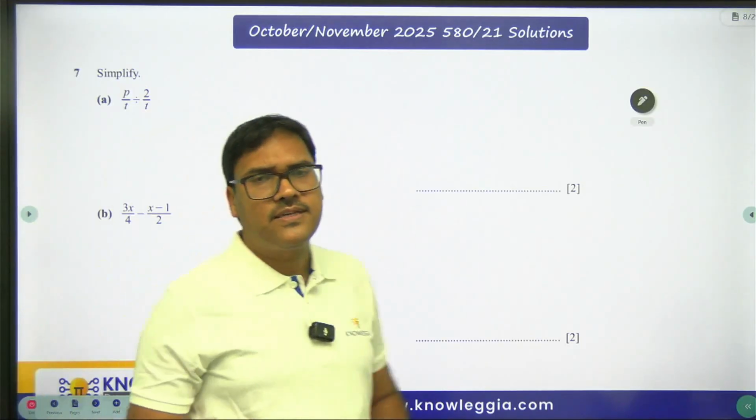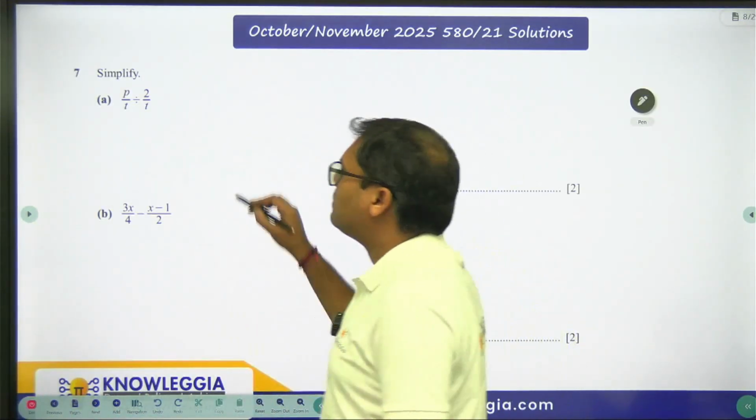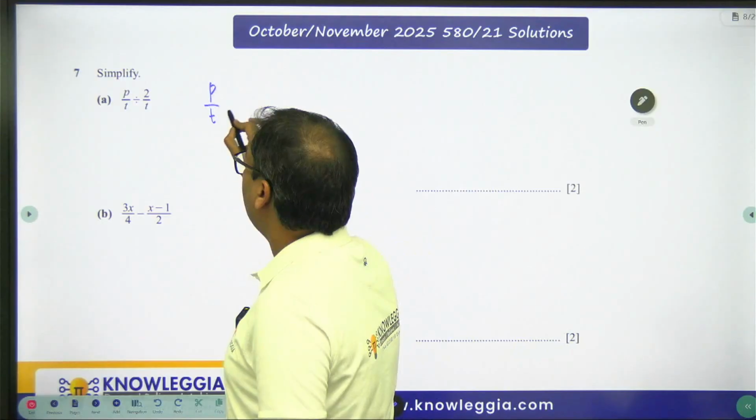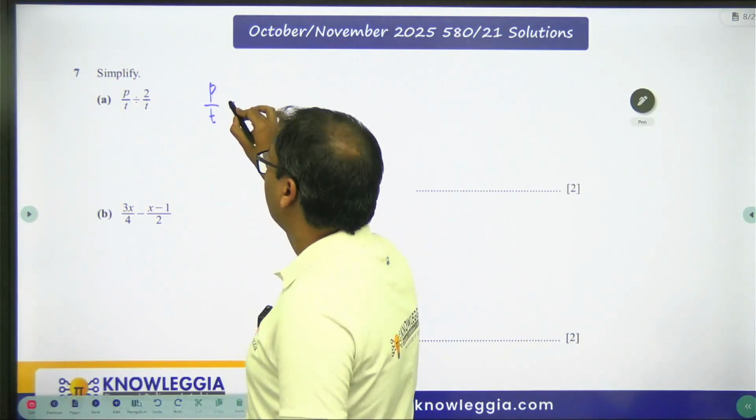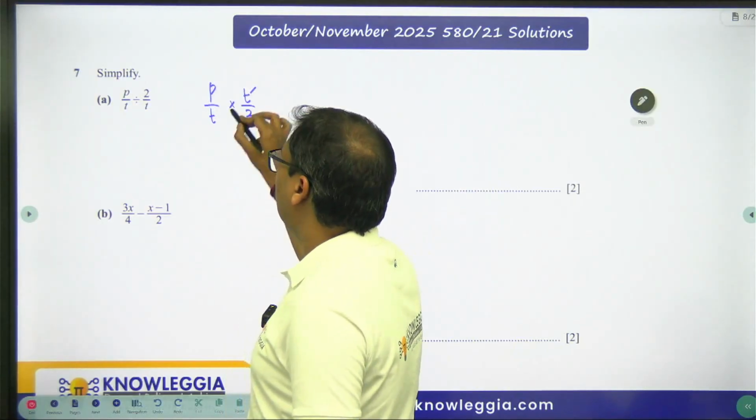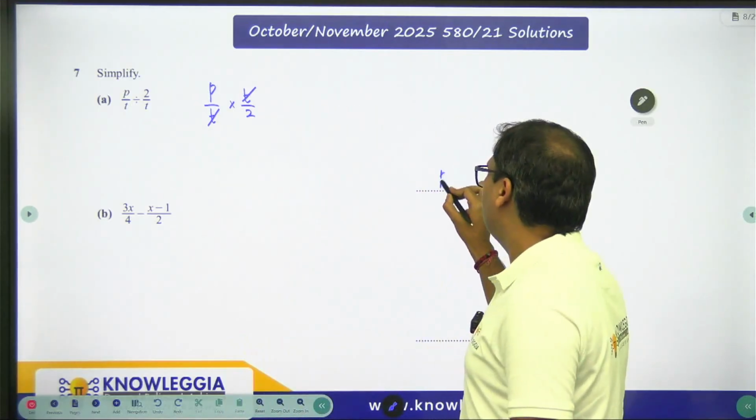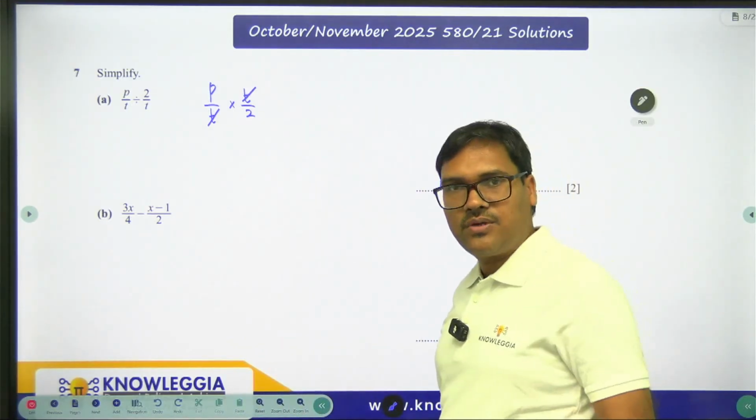You have to simplify this. Basically, you have to divide two fractions. So this is p divided by t. If you have to divide this, effectively we will multiply these two, and this 2 and t cancel out. This will become p by 2. This is how you can solve this.